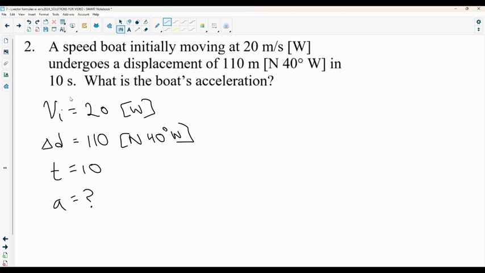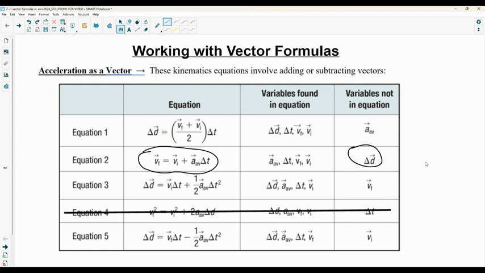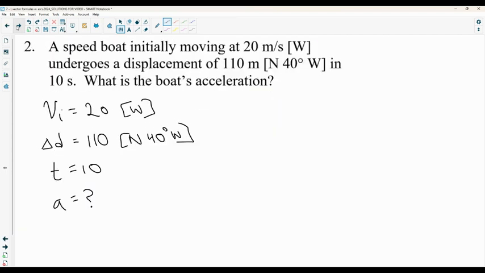Let's think about what formula we're going to use. What are we missing here? We're missing final velocity. Let's go back to the beginning. Hey, right there, final velocity. So this is the equation we want to use. Yikes, that's one of our more complicated looking ones. We're going to be okay. Let's use that formula. Change in displacement is initial velocity times the time plus 1/2 times the acceleration times the time squared. That's our formula.